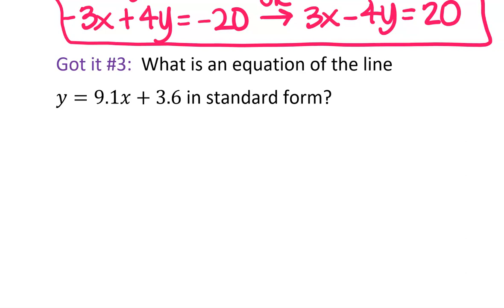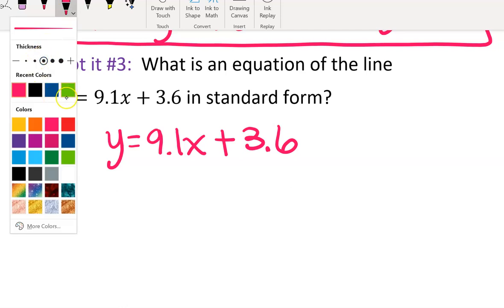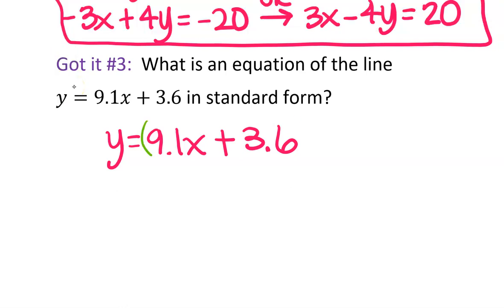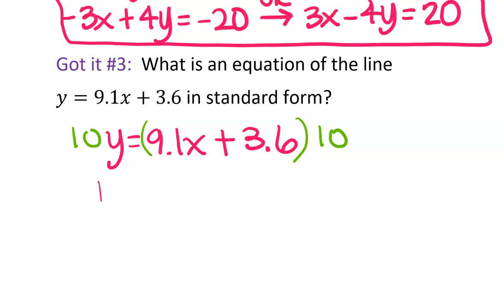Notice this one has decimals in it, and you can practice this and check your answer if you wish. Now, notice how these both have 1 decimal place. What we're going to do is move the numbers 1 decimal place or multiply by 10. So we're going to multiply the right side by 10 and the left side by 10. So we get 10y equals 91x plus 36.